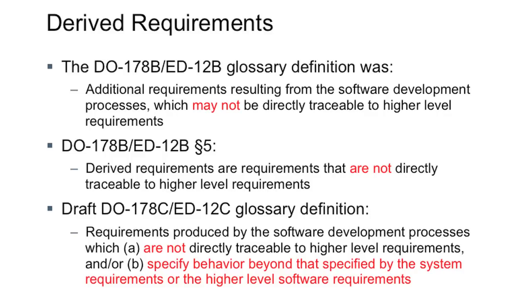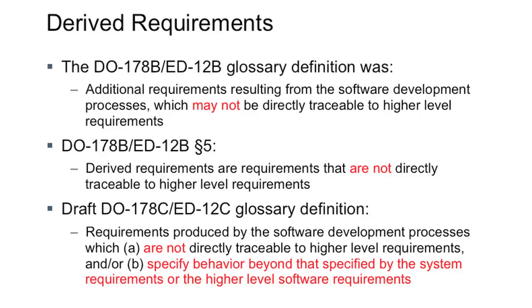Derived requirements was another area that caused difficulty. There was actually an inconsistency in the document. The glossary defined derived requirements to be additional requirements resulting from the software development processes, which may not be directly traceable to higher level requirements, whereas Section 5 of the text gave a different definition. It said that there are requirements that aren't directly traceable to high-level requirements. So we've fixed that in DO-178C. Our worry was that even if you can trace a requirement to a high-level requirement, it may still be a derived requirement if it's really adding new behavior.